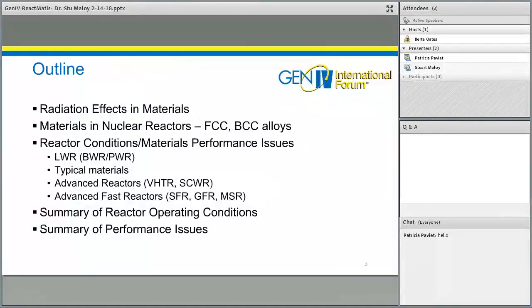Let me just start off with a brief outline of what I'll talk about today. I'll give a little background on radiation effects in materials, and then talk about radiation effects in specific materials for nuclear reactors, specifically face-centered cubic and body-centered cubic alloys. And then I'll get into the specific Gen 4 reactors and their materials and challenges for the different operating conditions of these reactors. In the end, I'll summarize that and then summarize some of the performance issues.